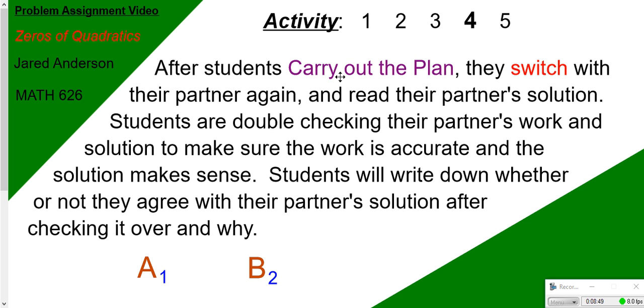After students have carried out that plan, they will switch with their partner again and read their partner's solution. So student B finally solved his problem number 2. He's going to give that problem back to A, and A will give problem number 1 back to B. What the students are doing now is double checking their partner's work and their solution to make sure the work is accurate and that the solution actually makes sense. Students will write down whether or not they agree with their partner's solution after checking it over, and why or why not they agree.